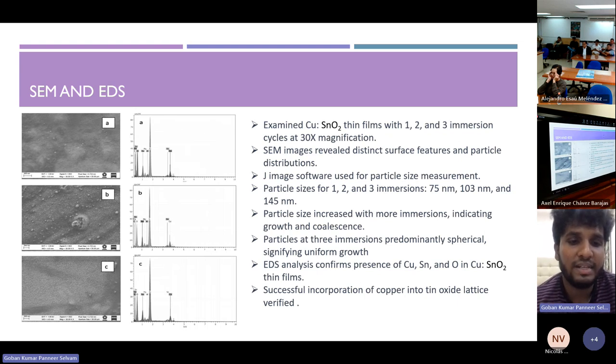As I said before, the EDS analysis confirmed the presence of copper, tin, and oxygen. The successful incorporation of copper into the tin oxide lattice has been verified by using the EDX and SEM analysis, the morphological analysis. These are the UV properties.